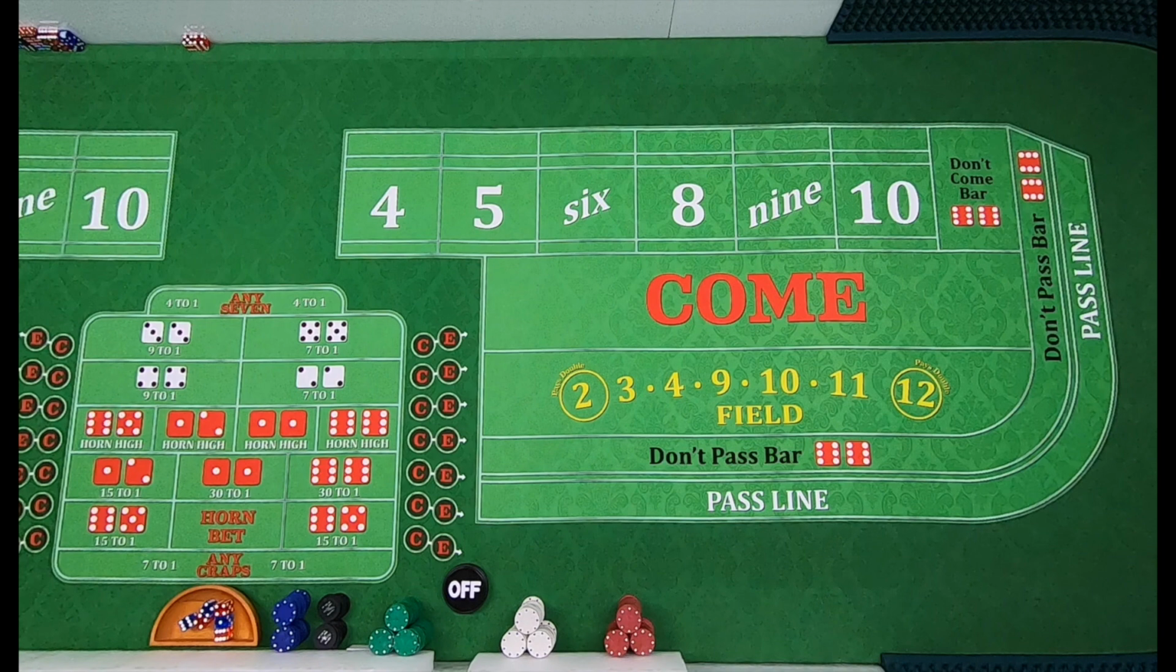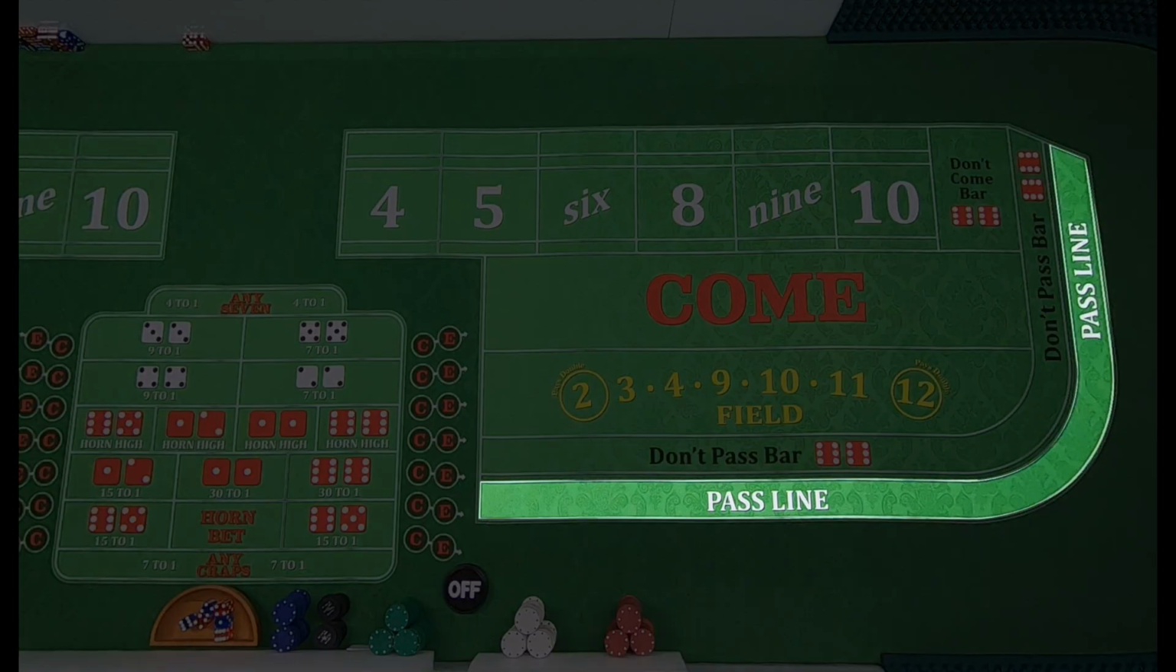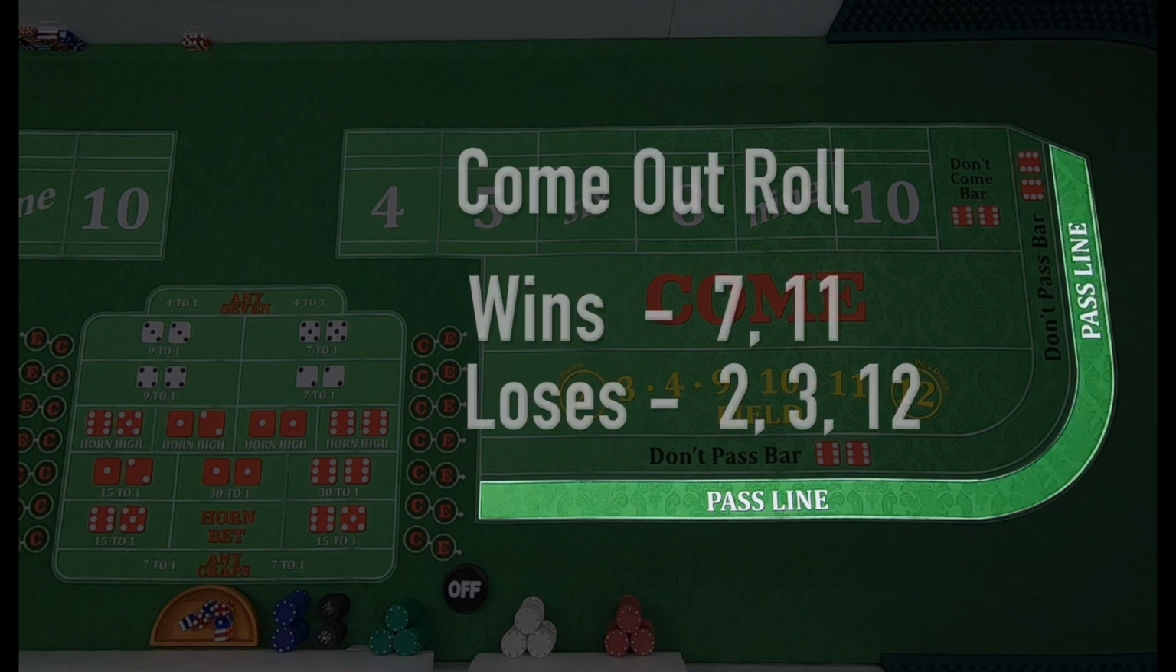Okay, the most common bet you'll probably make is the pass line. When the puck is off, which means it is the beginning of a new shooter or no number is set yet, this is called coming out, or the come out roll. On a come out roll, the pass line bet will win with the roll of a 7 or 11, but will lose with the craps numbers, which are 2, 3, or 12.